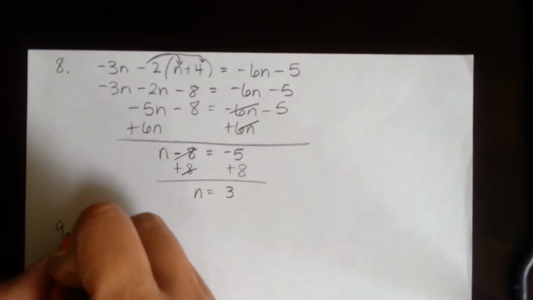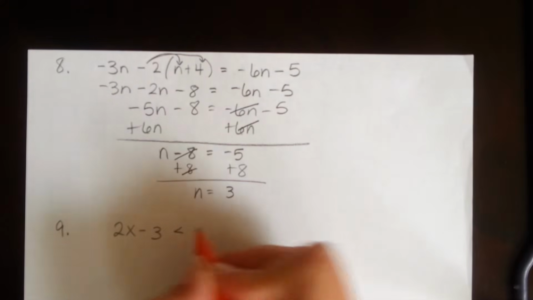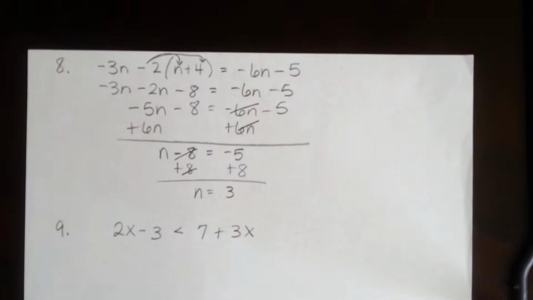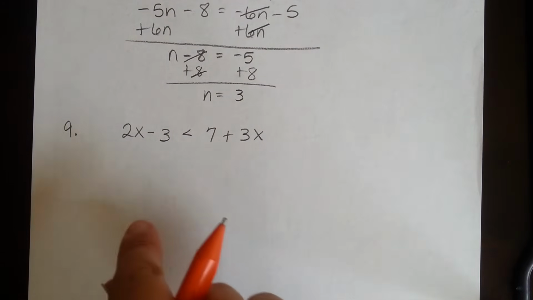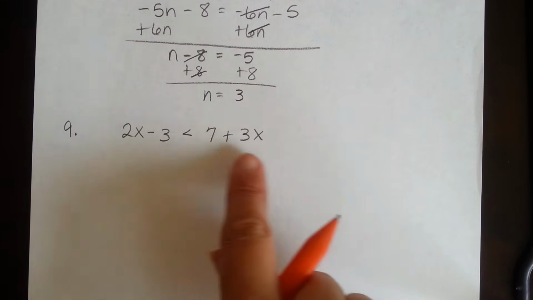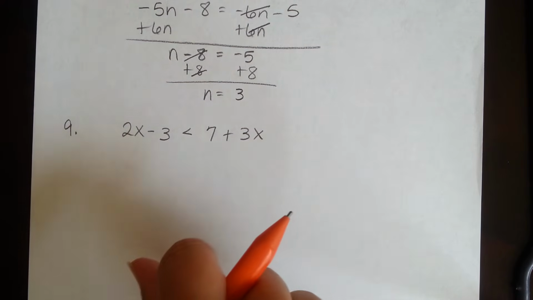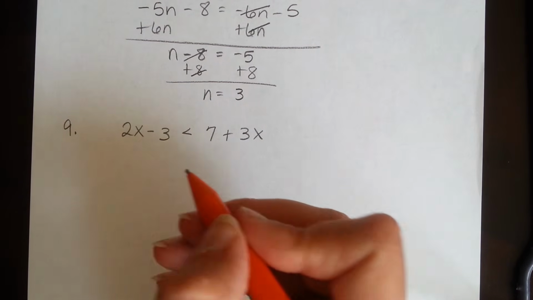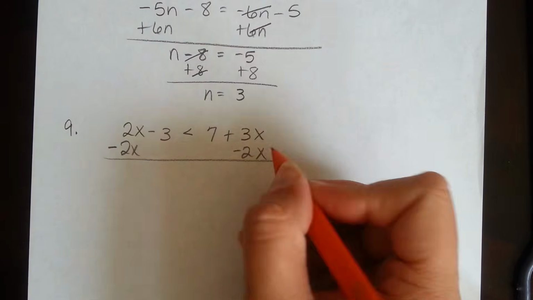For number 9, we want to look at an inequality. We want 2x minus 3, which is less than 7 plus 3x. Now we're going to work this the same way that we work our equations. We just want a little bit of review with inequalities. We'll probably solve this and then graph it to show what our answer is going to be. So on this one, we don't have any parentheses, no like terms on either side. We do have variables on both sides, so we're going to add the opposite of one of them to both of them. So I'm going to take this smallest positive one, and I'm going to do minus 2x to both sides of the inequality symbol.